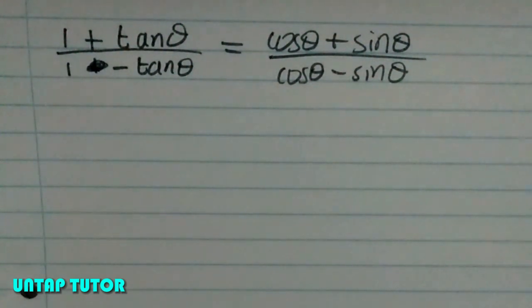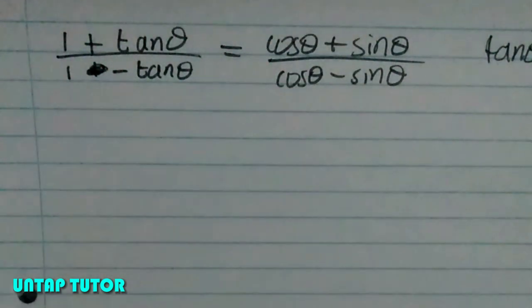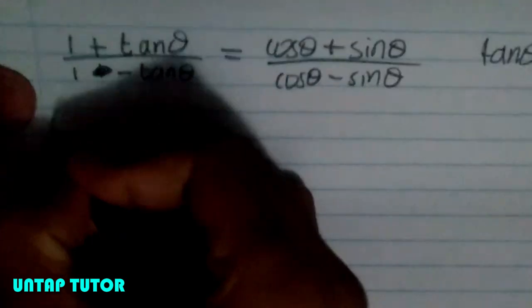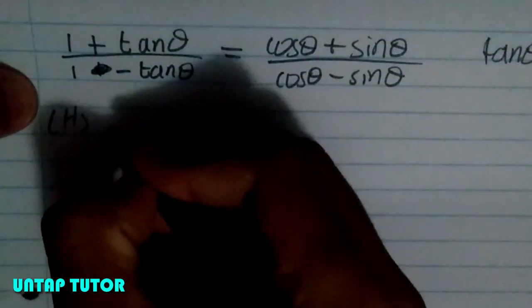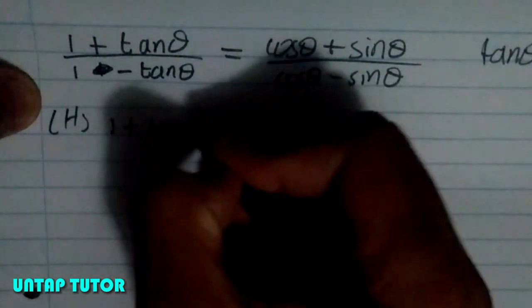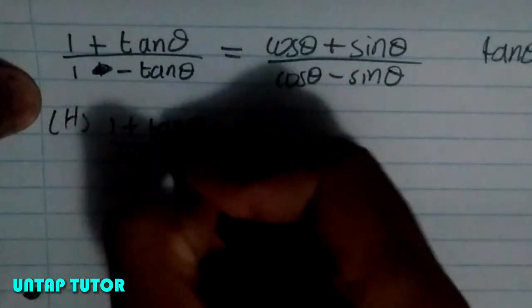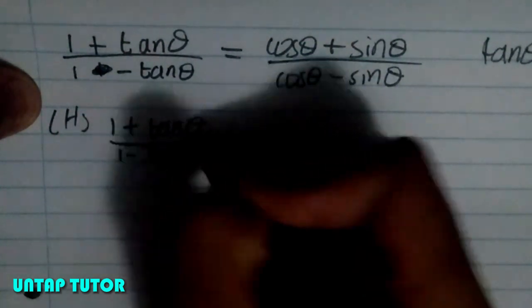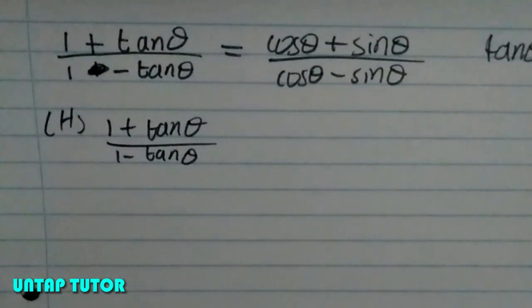We have tan theta. On the other side we only have cos and sine. Cos and sine are the general trig ratios that we use. Tan theta can also be converted into sine theta over cos theta. So every time you see a side which has tan theta, more than likely you're going to have to simplify that side. So that's why we're going to say LHS. Then you're going to pick this side, (1 plus tan theta) over (1 minus tan theta). So now this is the side that we are going to have to simplify.